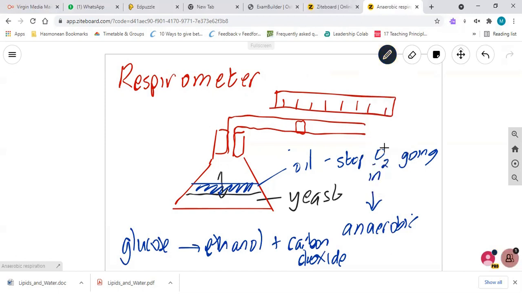That carbon dioxide will go into the capillary tubing and my bubble will move in that direction. And by looking at how far my bubble moves in a given amount of time, I can work out the volume of carbon dioxide that's being given off. And therefore, I can work out the rate of respiration. Okay, so you would measure how far your bubble has moved, say from there to there. That is all carbon dioxide. So you'd work out the volume of carbon dioxide that has been given out by your yeast in that given amount of time.